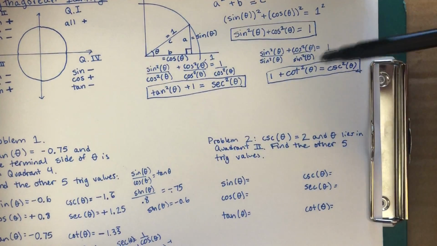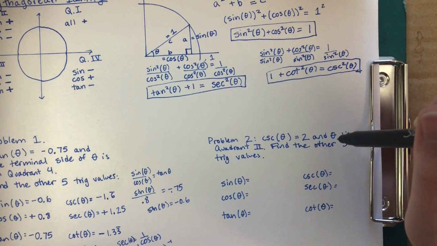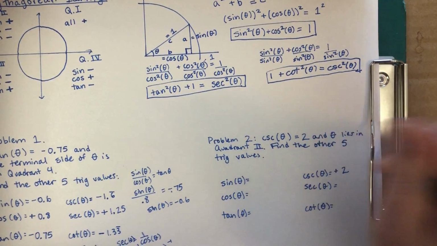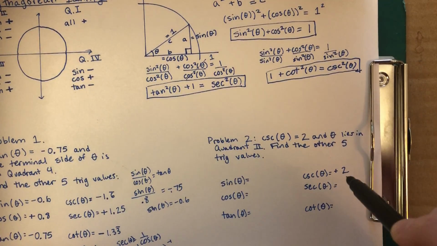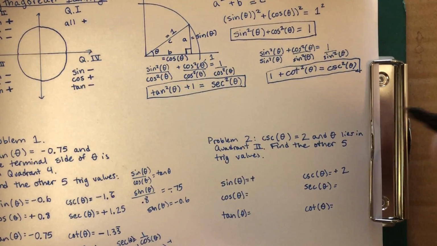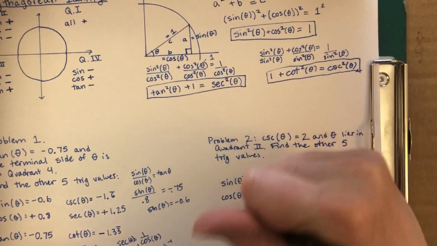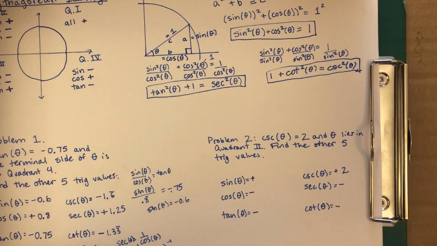So I have cosecant equals 2, and theta is in quadrant 2. So cosecant equals positive 2. Now, I know that the sign always has to match across the rows. In quadrant 2, cosine should be negative and tangent should be negative, which means that these ones are also negative. Okay? Now I'm ready to try to find some of these other values.